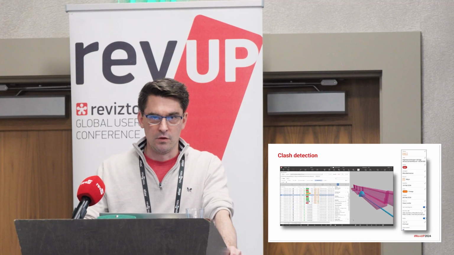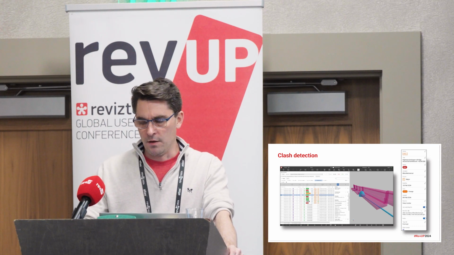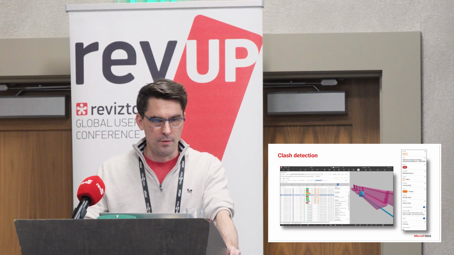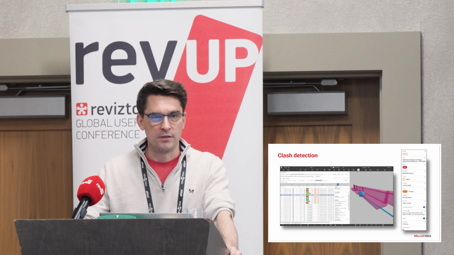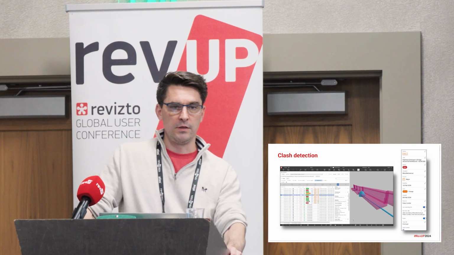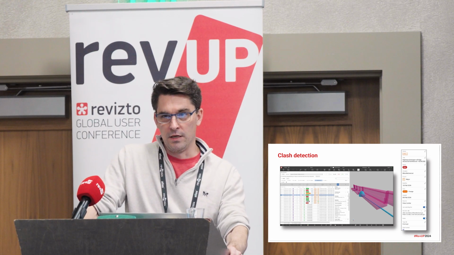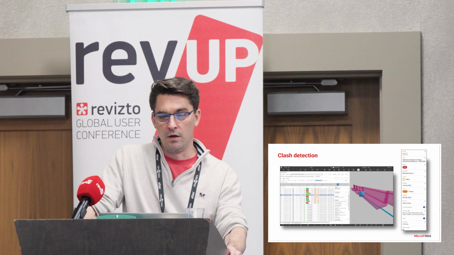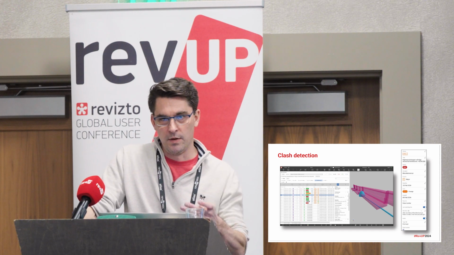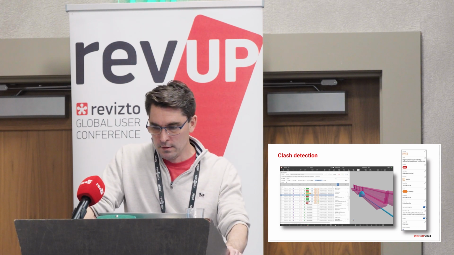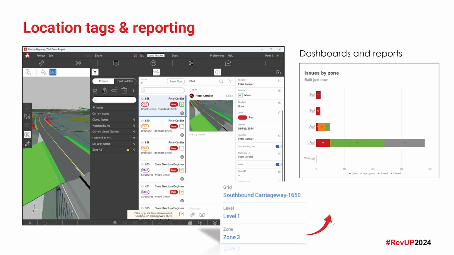I haven't really come across a typical clash matrix for highways. I know Jason Harden's been talking a lot about this clash matrix that he's produced and is going to make available for our clients. We're certainly going to look at doing something similar for infrastructure projects, highways, roads projects as well. Okay, so location tags and reporting, as I mentioned, this is just what they look like.